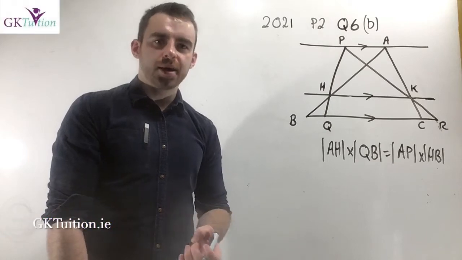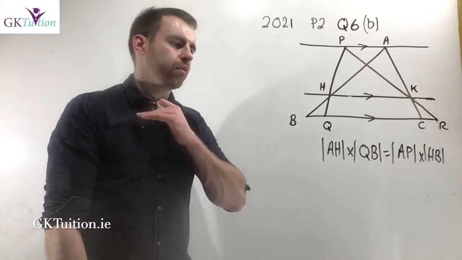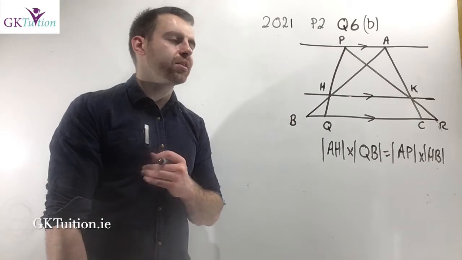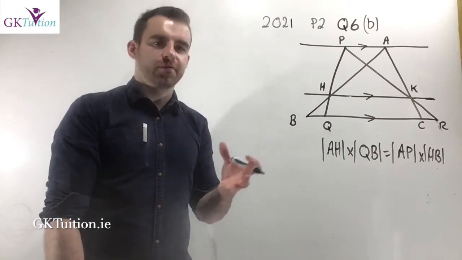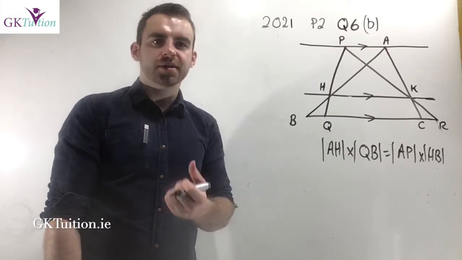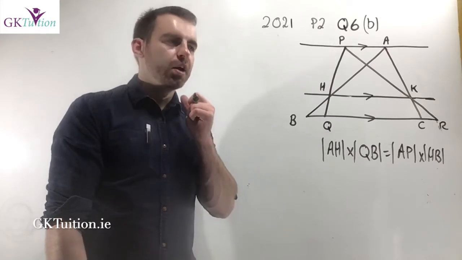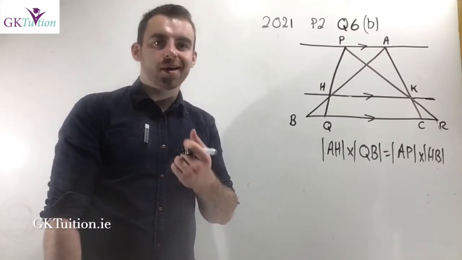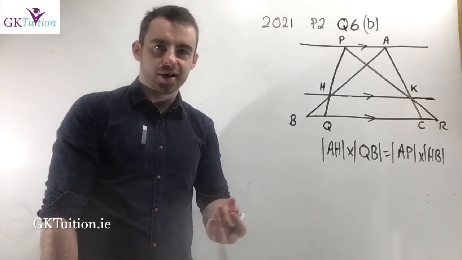Okay, in part B, we're given this diagram. We're given three parallel lines and a load of different triangles. Whenever you see parallel lines, what I'd like to come into your head is some of the stuff we've studied in geometry. You should be thinking about corresponding angles, alternate angles, that kind of thing.